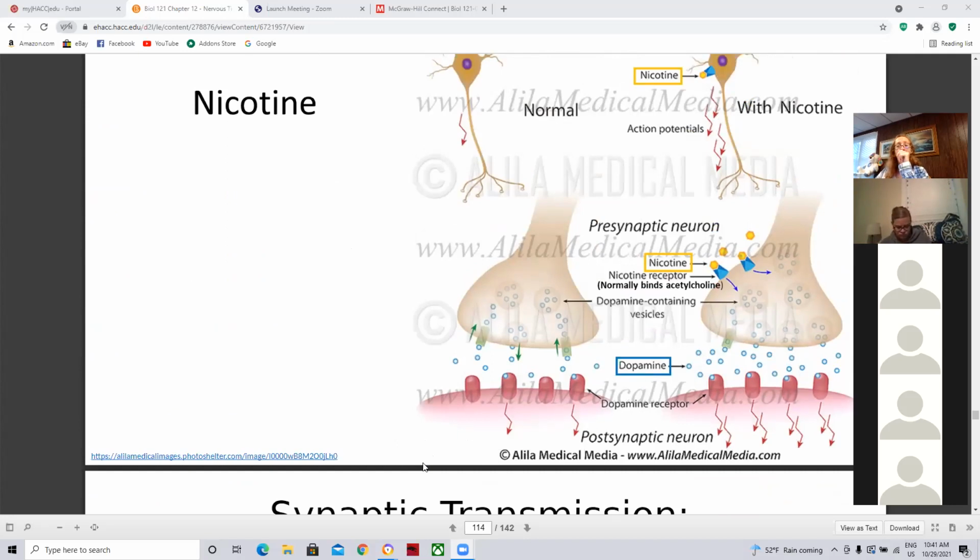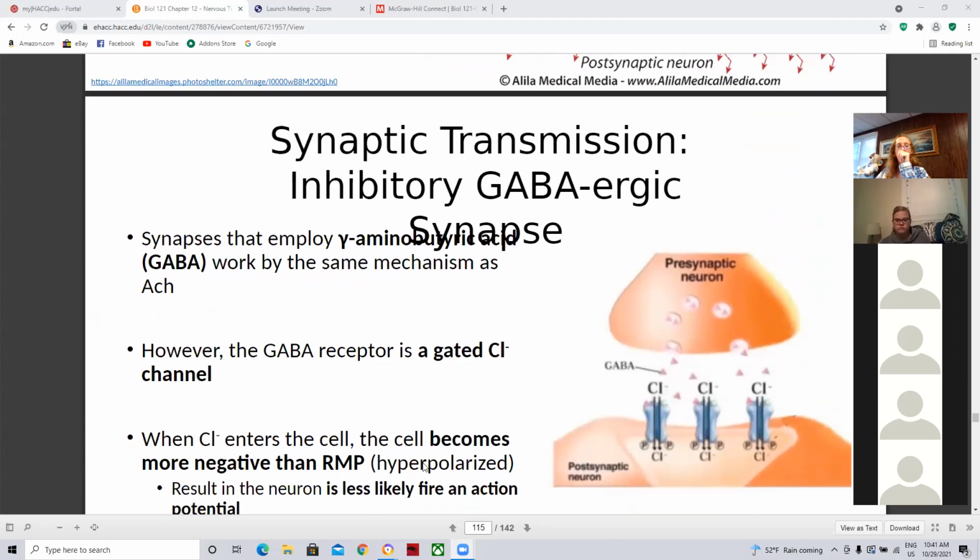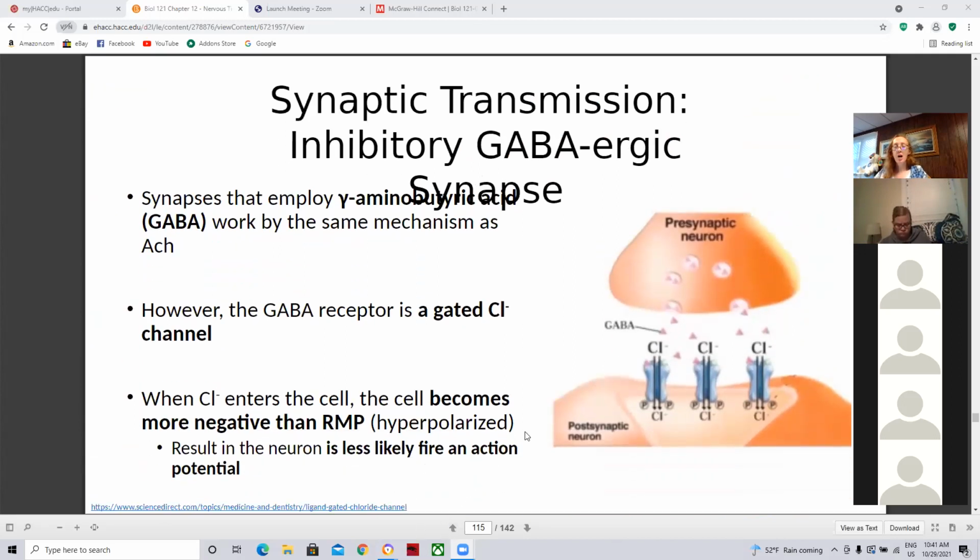Questions? An inhibitory GABAergic receptor. Mom, what is that? Okay.